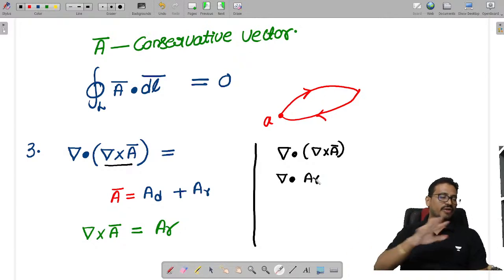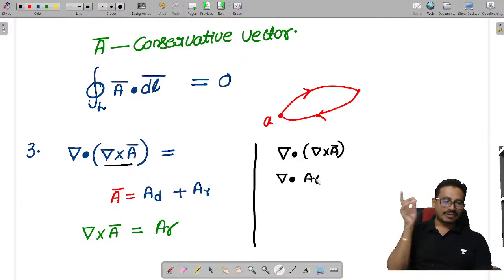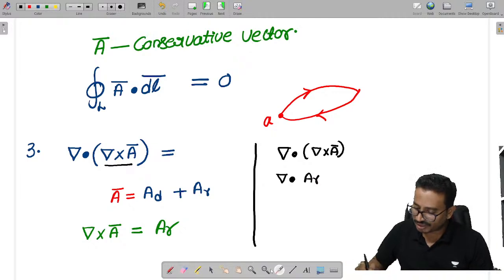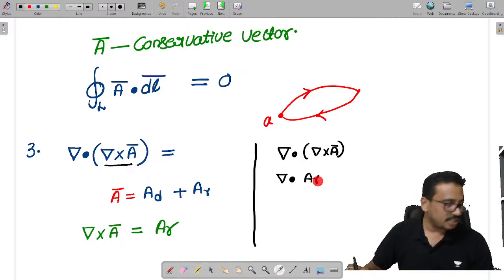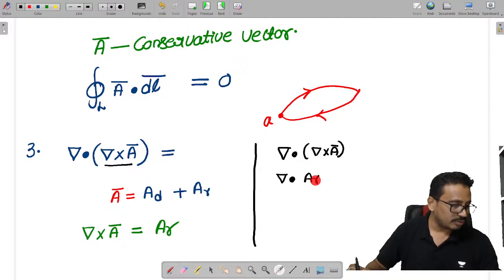What nature do I require, you tell me now. I am calculating divergence. Means what I want: is diverging nature required or rotational nature required? Diverging nature is required. Will this vector AR contain any diverging nature? What nature does this contain? You tell me. It contains completely rotational only, no? It does not contain diverging.